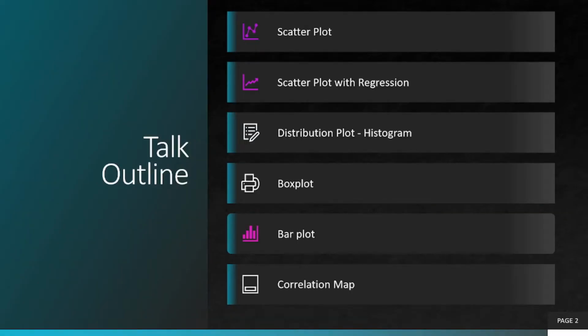What is the talk outline? We will discuss a scatter plot with regression, distribution plot which is a histogram, box plot, bar plot and a correlation map.